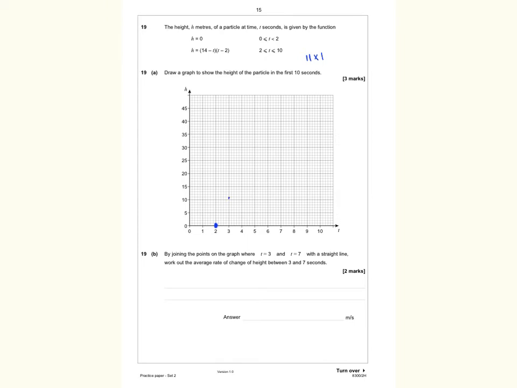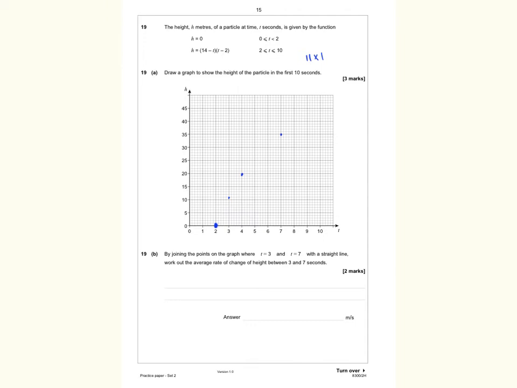Let's get a few more. So 4. So if I had 4, this time 14 take away 4. Okay, so I'm using the 4 value there. And 4 is in here. So 14 take away 4 is 10. 4 take away 2 is 2. 10 times 2 is 20. Okay, so 4 and 20 goes there. I'm going to skip some now. I'm going to go to 7 maybe. So 14 take away 7 is 7. 7 take away 2 is 5. 7 times 5 is 35. So 7 and 35 is here.